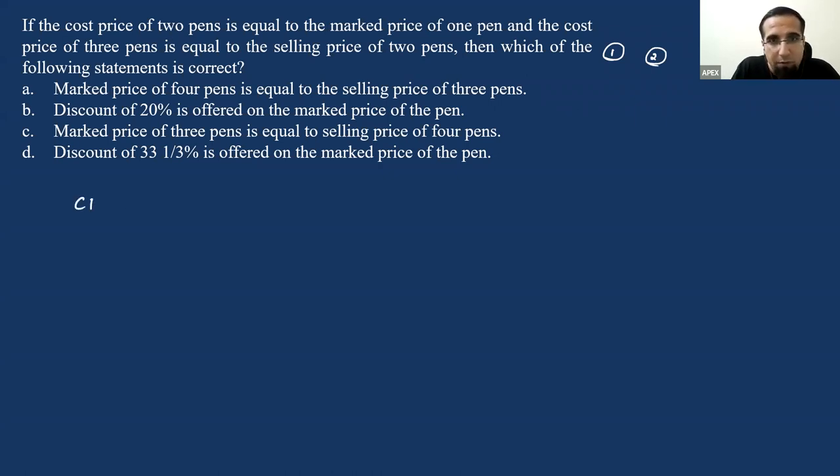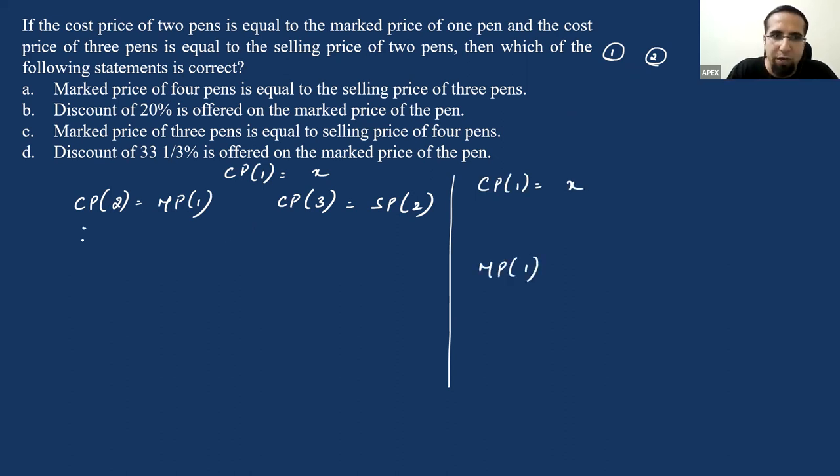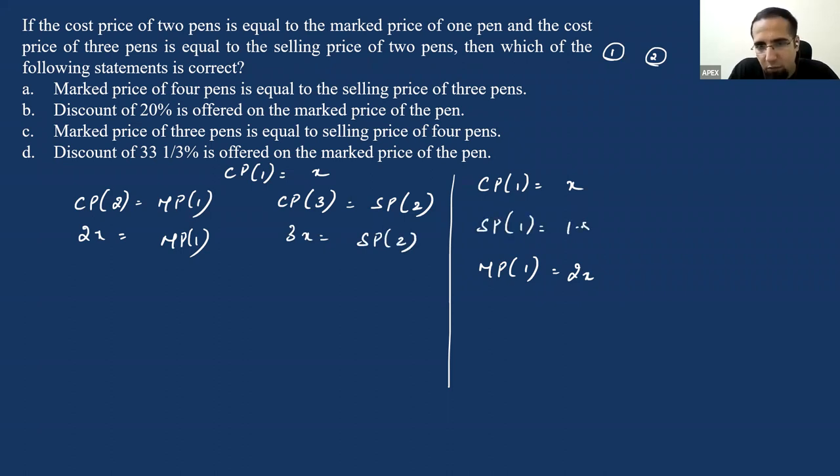Cost price of 2 pens is equal to mark price of 1 pen. CP of 2 pens is equal to MP of 1 pen. And we have CP of 3 pens is equal to SP of 2 pens. Now, what I would do here, in a very simplified way, let me assume CP of 1 pen is equal to x. So what do we have? If CP of 1 pen is equal to x, then I have mark price of 1 pen will be 2x. And CP of 3 pens, that means this is 3x, is equal to SP of 2 pens, or in short, I get SP of 1 pen is equal to 1.5x.